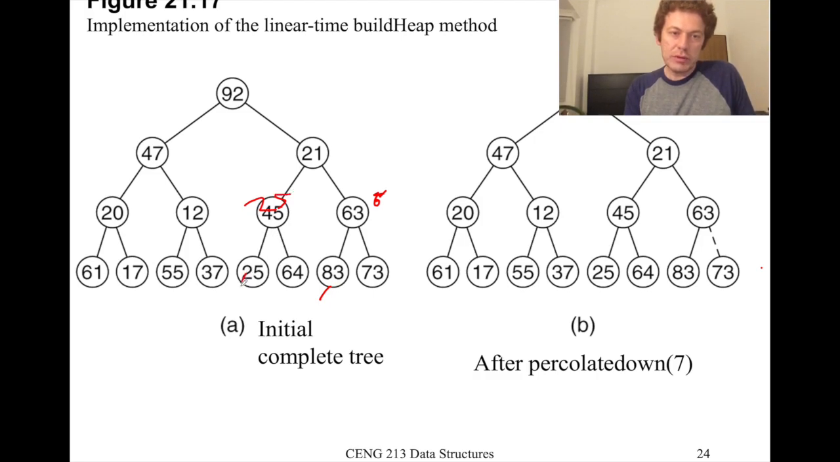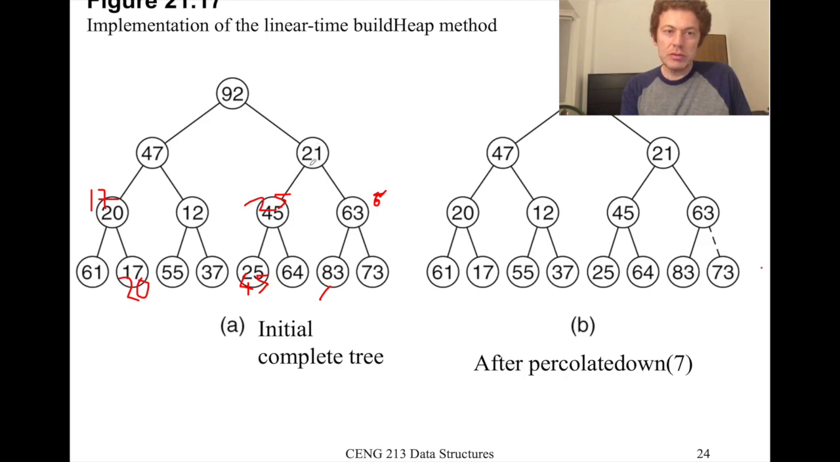And 45 moves down. 12, it is happy. 20, not happy actually. It moves down and consequently moves 17 up. Then remember, I go zigzagging. I am here. 21, does it go down?